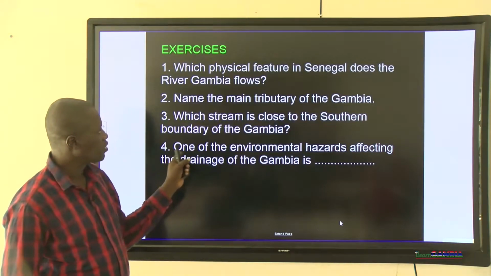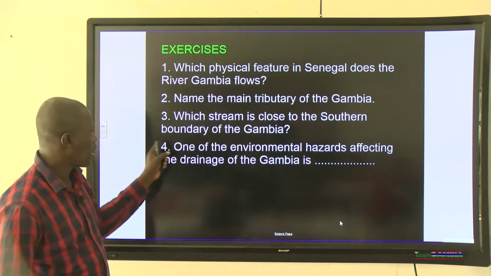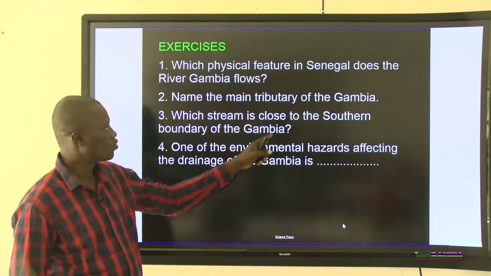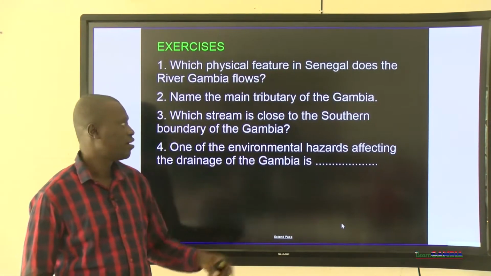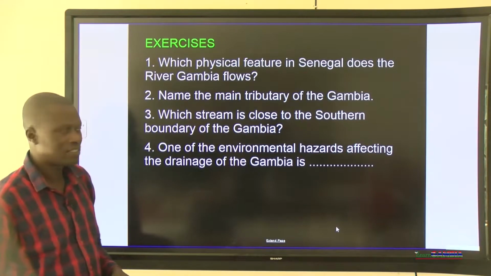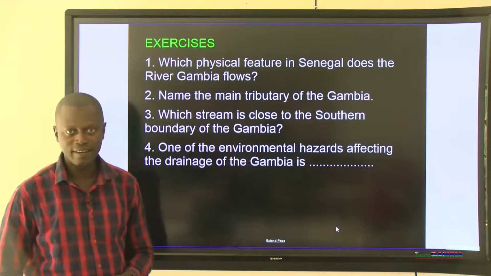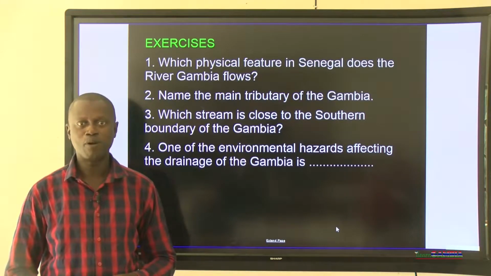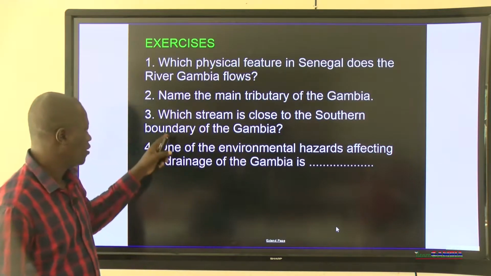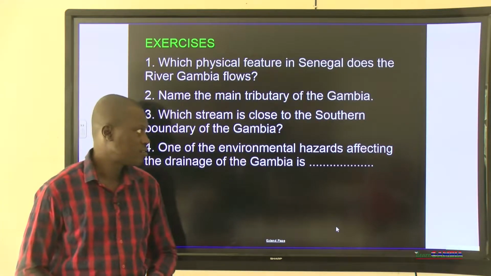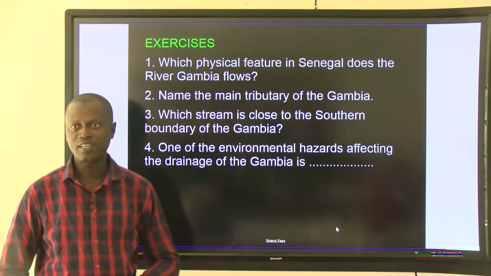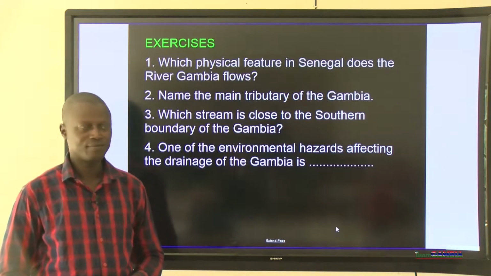Question number 3. Which stream is close to the southern boundary of the Gambia? The answer for question number 3 is Halahin Bolong. Or you say Halahin Creek. This is the Bolong situated nearer to the southern boundary of the Gambia.